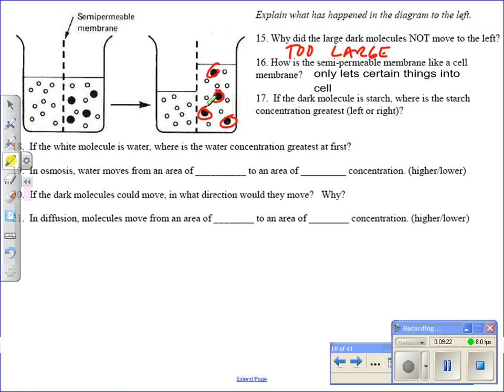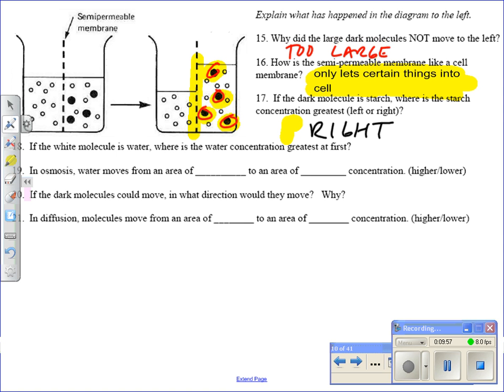How is a semi-permeable membrane like a cell membrane? Well, remember, a cell membrane only lets certain things in and out of a cell, so it's the same idea. That membrane right there is semi-permeable, so only certain molecules that have the right size can travel through. If the dark molecule is starch, where is the starch concentration the greatest? If you look, I have the dark molecules on the right-hand side and none on the left. So I'm going to say right, the right side right there.